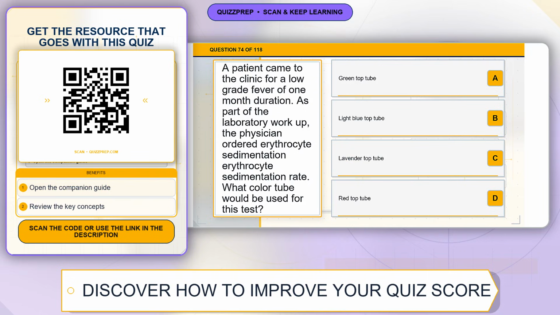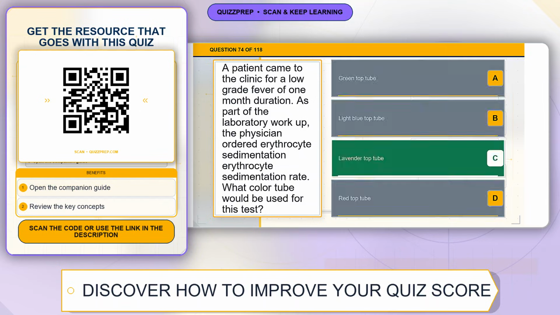Question 74. A patient came to the clinic for a low-grade fever of 1 month duration. As part of the laboratory workup, the physician ordered erythrocyte sedimentation rate. What color tube would be used for this test? Option A, green top tube. Option B, light blue top tube. Option C, lavender top tube. Option D, red top tube. The correct answer is option C, lavender top tube.